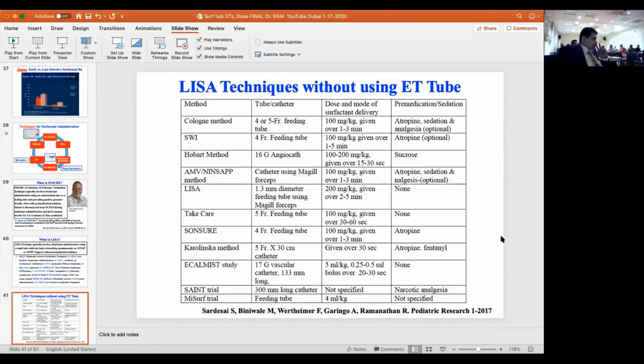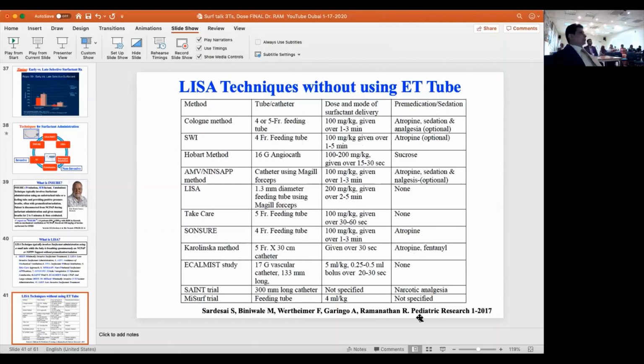Here are the methods. We wrote about techniques and what made. So this is the own method from Germany, Australia. They used a feeding tube or a 16-gauge vascular catheter, angio catheter. Sometimes they use some bigger forceps, different size tubes, doses of 100 to 200 milligrams per kilo, time from 30 seconds to 1 minute.